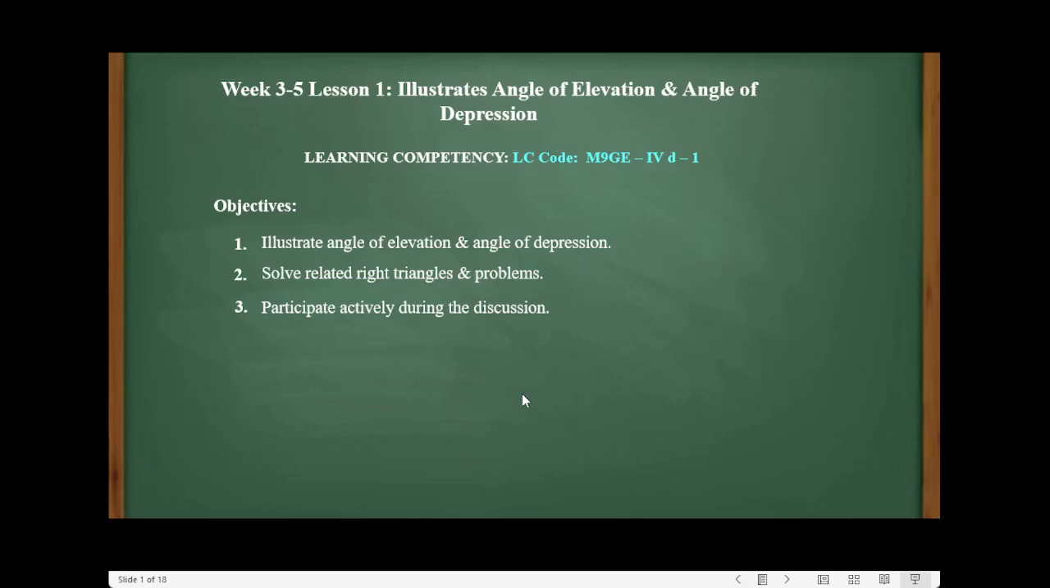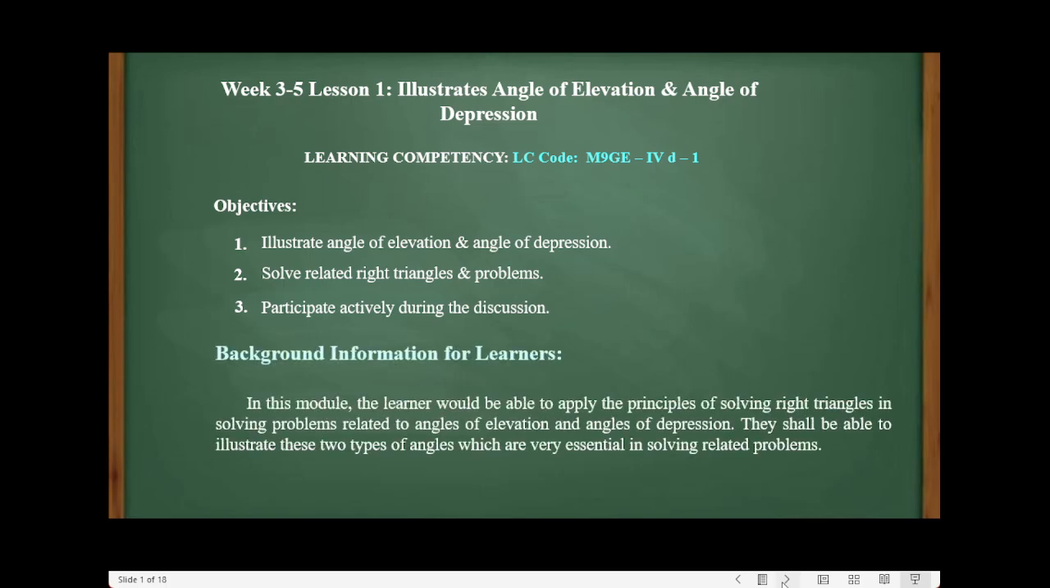Hello everyone, this is your junior high school math teacher, and in our Mathematics 9 topics, I'll discuss the third week lesson number 1 about illustrating angle of elevation and angle of depression. After you watch this video, you should be able to illustrate angle of elevation and angle of depression, and you should be able to solve related word problems, particularly about right triangles.